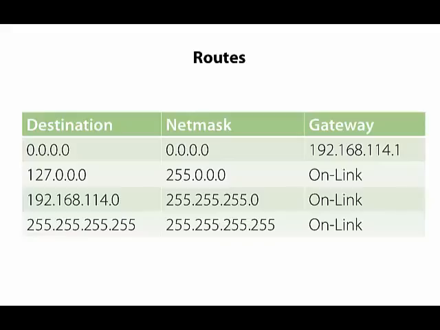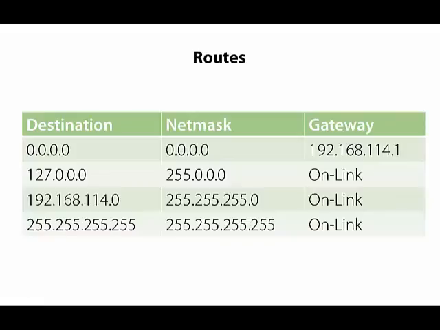The third line, we see a destination of 192.168.114.0 with a 24-bit subnet mask. This is the subnet that the computer is currently located in. So again, it doesn't need to use a default route or the gateway. It can use on link. It just needs to send directly to that destination IP address.